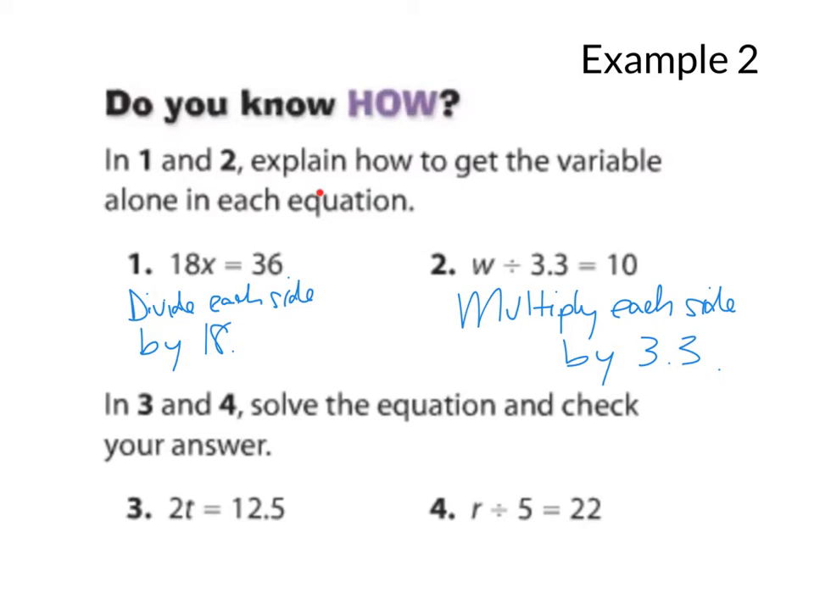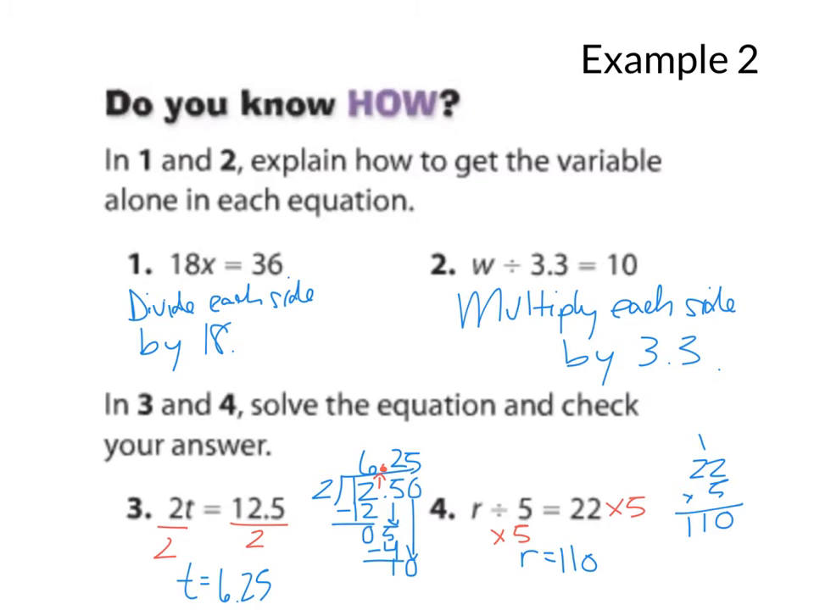I noticed that it said explain how to get the variable alone in each equation. It didn't actually say solve like it does down here. So I didn't solve, I just explained what you needed to do. You should divide each side by 18, because that's the inverse of multiplying by 18. And over here you need to multiply each side by 3.3, because that's the inverse of dividing by 3.3. Now I'm going to show you the answers to 3 and 4 in 3, 2, 1.